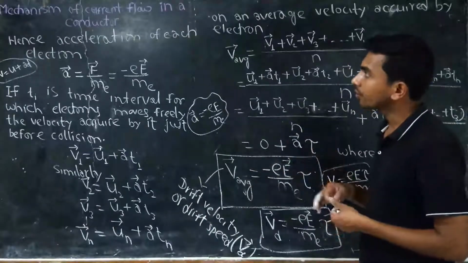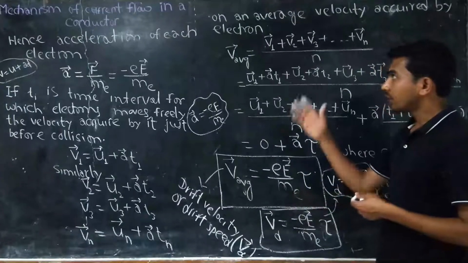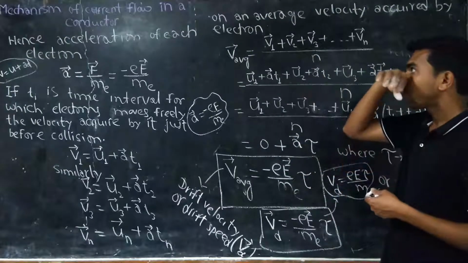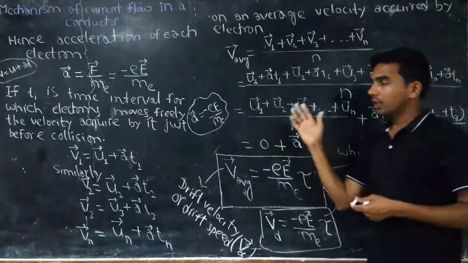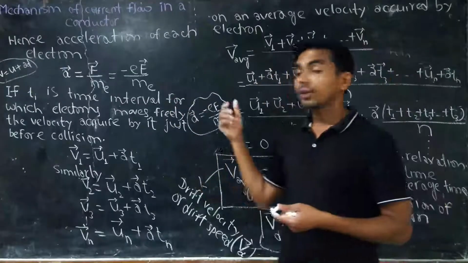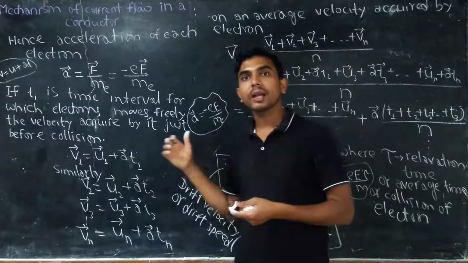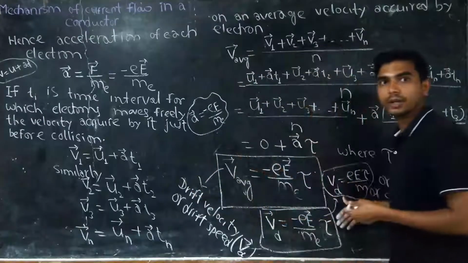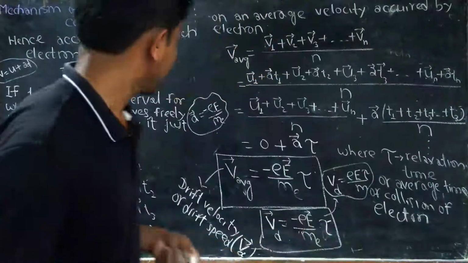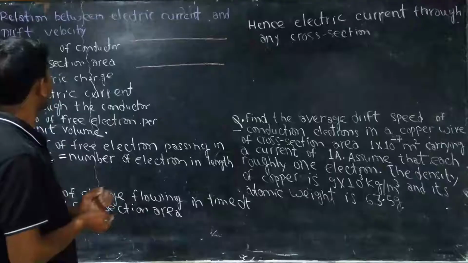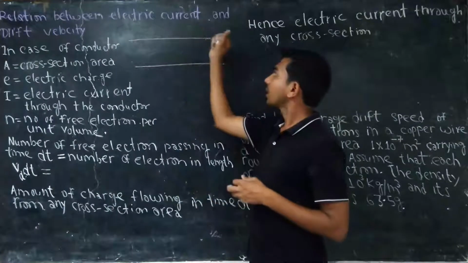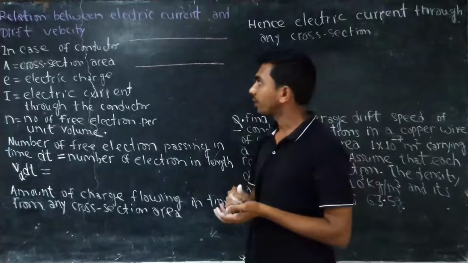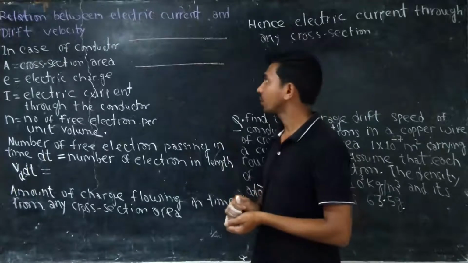Now I am going to rub this. In this part, mechanism of current flow, we have calculated drift velocity. Next we are going to discuss the relation between electric current and drift velocity. So what is the relation between them?